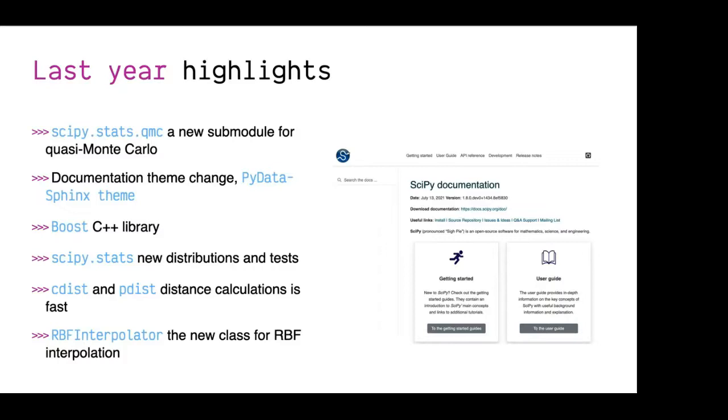Stats has a lot of new distributions, new or overhauled hypothesis tests, a new function for bootstrapping, a class that enables fast random variate sampling and percentile point function evaluation, and many other enhancements. cdist and pdist distance evaluations are faster for several metrics, especially weighted cases, thanks to a rewrite to a new C++ backend framework. A new class for radial basis function interpolation, RBFInterpolator, was added to address issues with the RBF class.